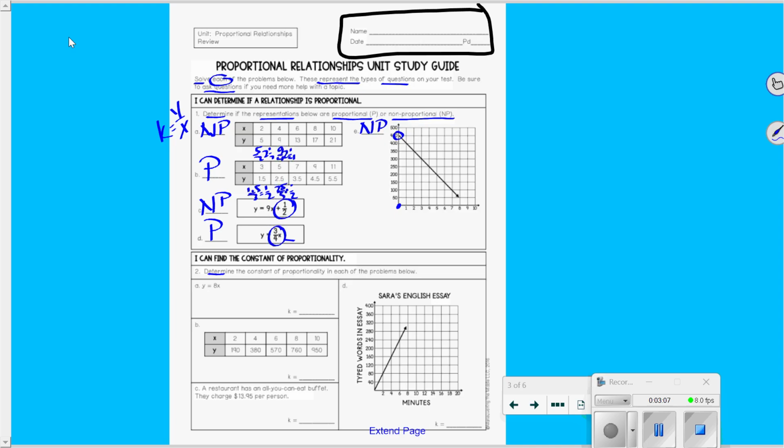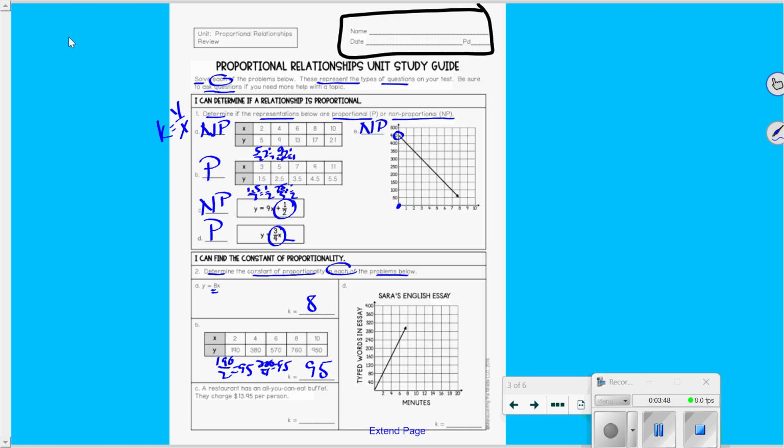Our next one, determine the constant of proportionality in each of the problems below. Uh-oh, this is hard. y equals 8x. What's my constant of proportionality? 8. Is there work to show? No. That's one. What about our next one? Well, here I'm going to go 190 over 2, which equals 95. 380 over 4, which equals 95. Is there a constant of proportionality? Yes. What is it? 95. Is there work to show? Yes. If you don't have the work shown, you're not getting full credit. Be aware of that.